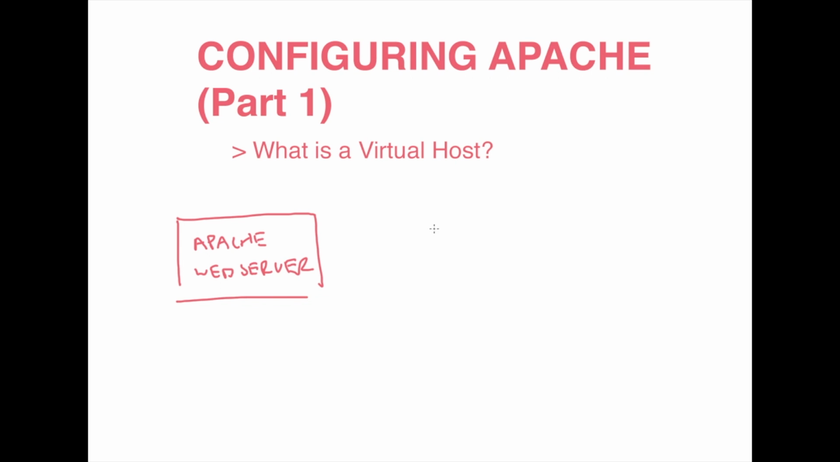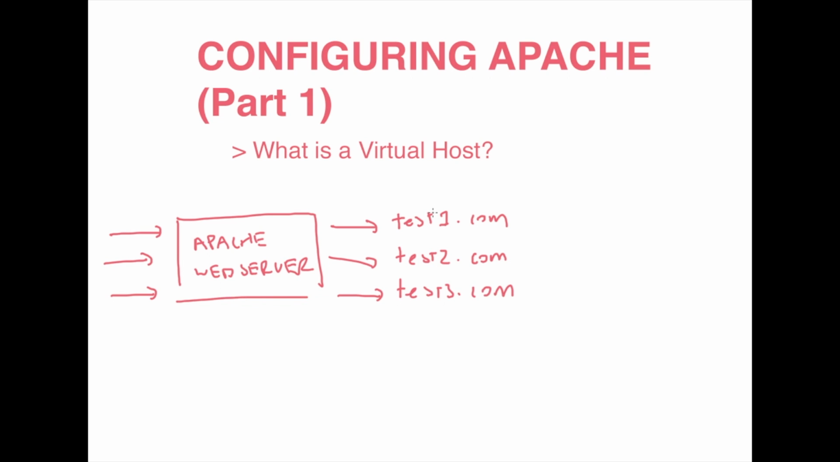So let's say on the right here we have test1.com, and then we have test2.com and test3.com. Apache can serve all three of these. So what will happen is that these requests will come in. Let's do a different request for these different websites, all to the same IP address, and then it'll resolve to whatever website that you indicated in your URL.